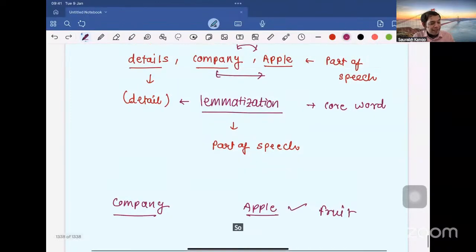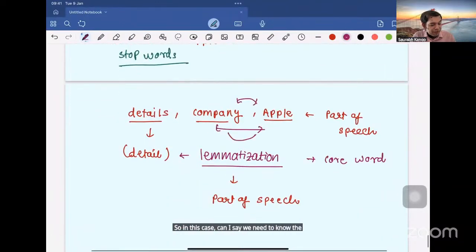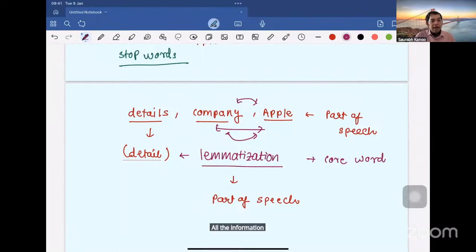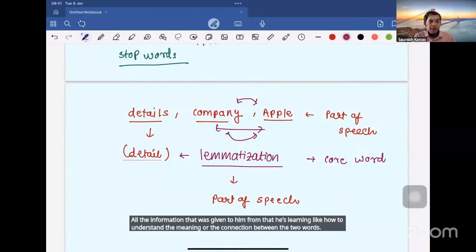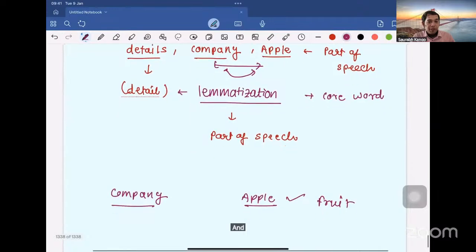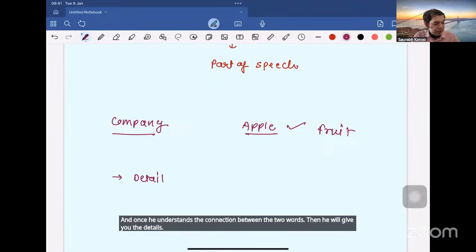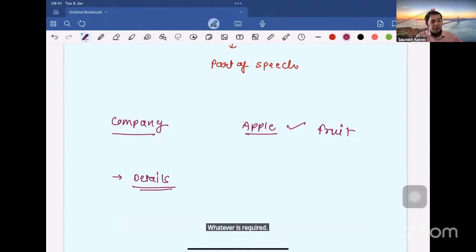He will not give you the details about the company Apple. So in this case, can I say we need to know the associations between the words? Yeah, so that is the next step that is applied here. How does he understand? We have given him a lot of text, all the books that were ever written, all the blog posts, all the information. From that, he learns how to understand the meaning or the connection between two words. And once he understands the connection, he will give you the details, whatever is required. So this whole process is nothing but NLP.